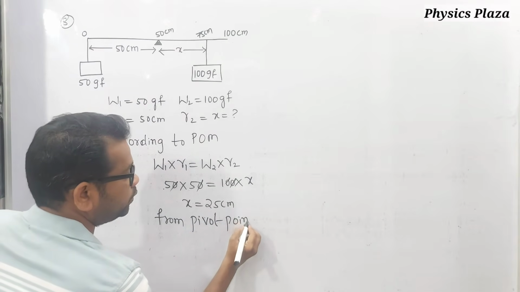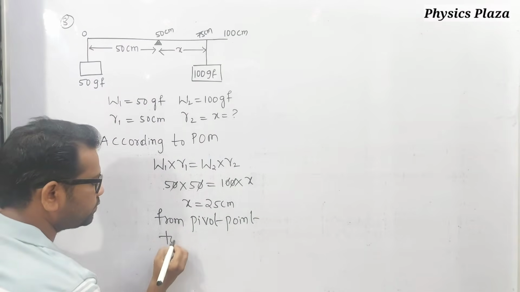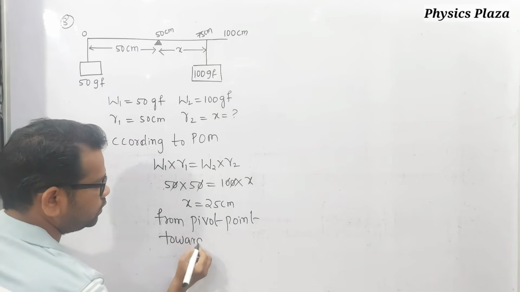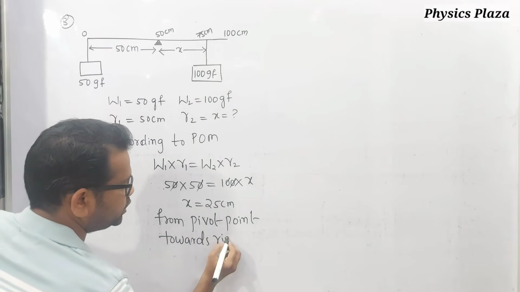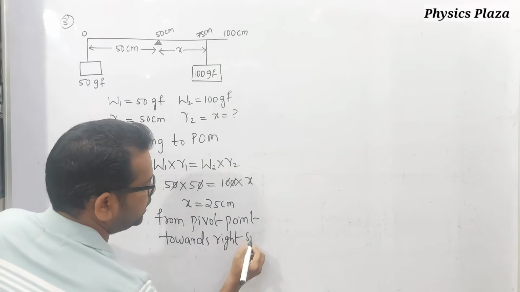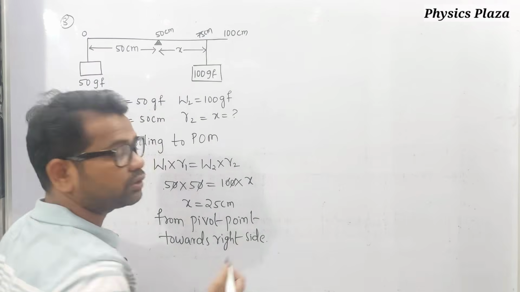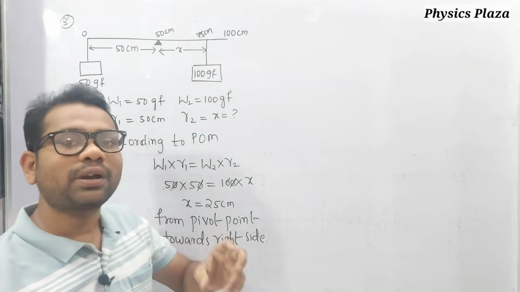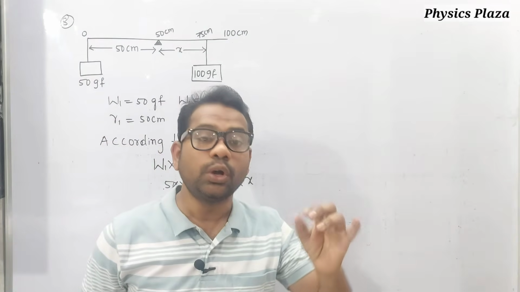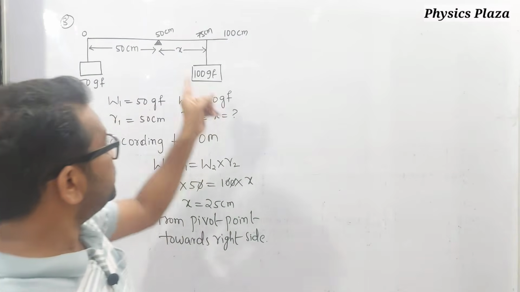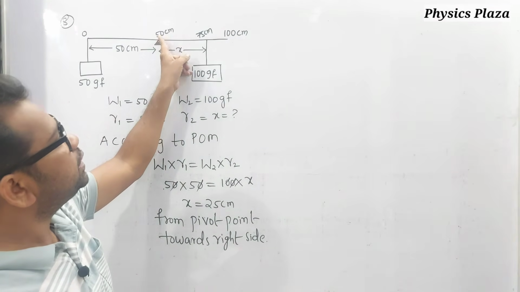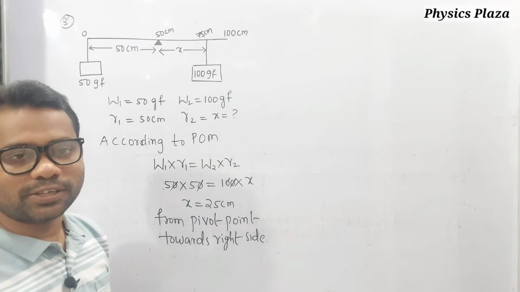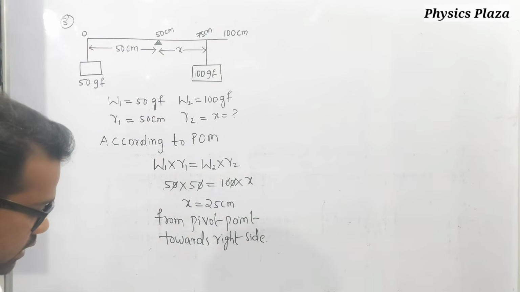Pivot point, very important. You should write this towards the right side. Children, writing this is mandatory. Otherwise, it is not understood clearly. It's not a 25 centimeter mark. I'm not saying that we got a 25 centimeter mark. No, 25 centimeters from this pivot point. So 50 plus 25 is at 75 centimeters. Hope it's clear. Just copy it.